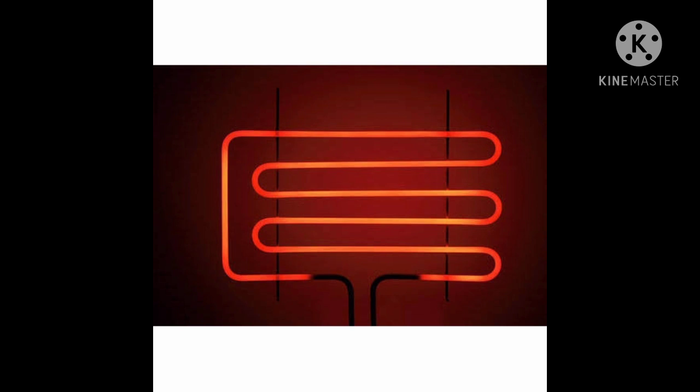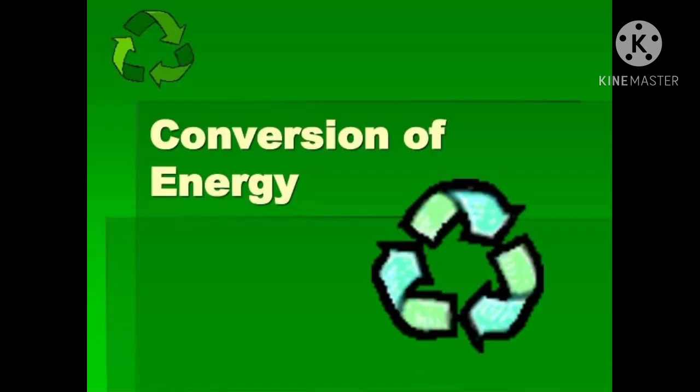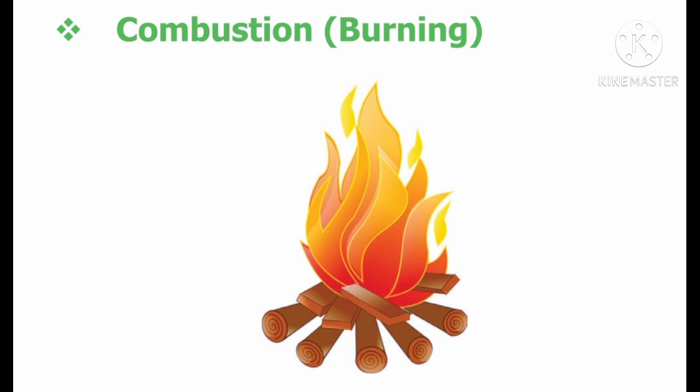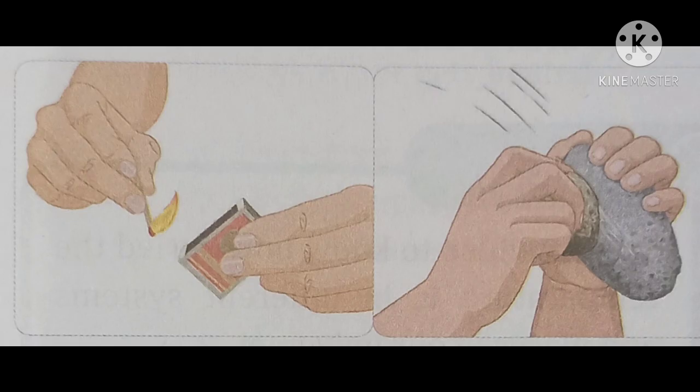The next source is from electricity or from electric current. When electric current flows through a conductor, heat energy is produced. For example, iron box, water heater. In this method, electrical energy is converted into heat energy. Here, energy conversion method is used.